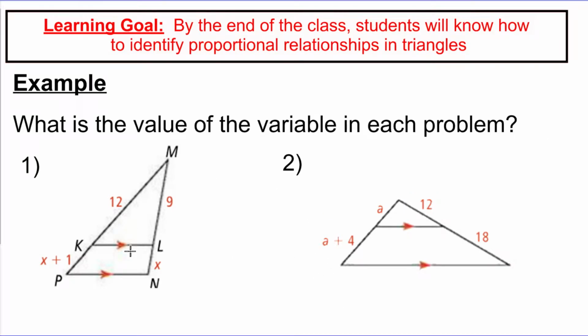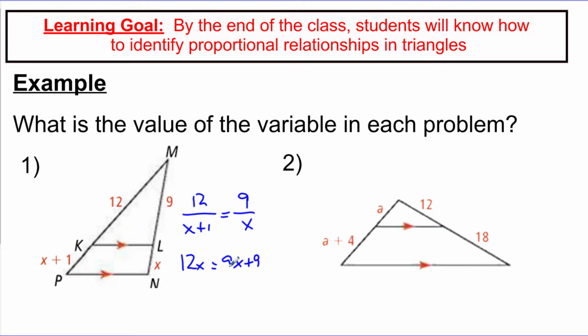Because I'm seeing in problem number one that the line KL is parallel to the line PN, this side splitter theorem is claiming that if I set up the two segments that were created on the left-hand side of PM, 12 over x plus 1, that should be equal to the segments that were created on the other side in a fraction. This proportion is true. So if I multiply 12 times x, I get 12x. If I multiply 9 times x plus 1, I get 9x plus 9. Remember, this is a distributed 9.